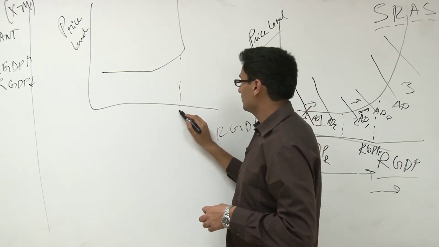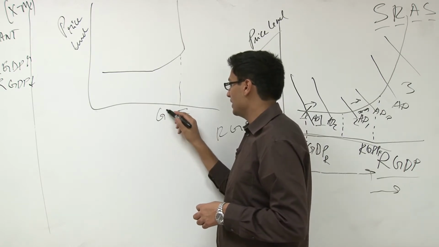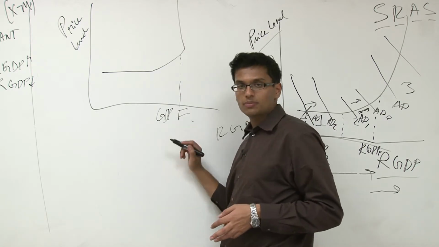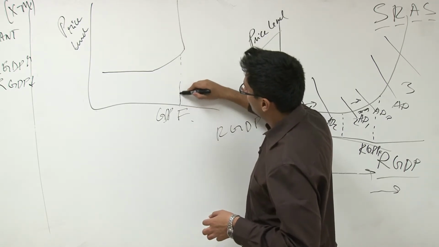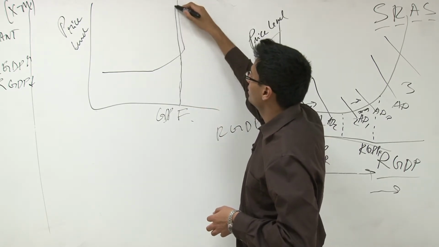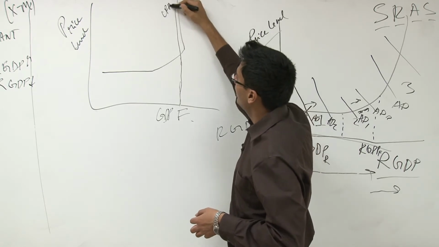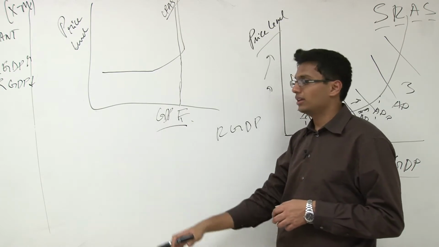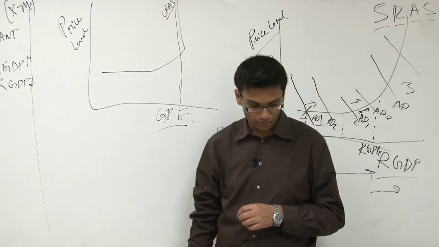Full employment, right? That's where the GDP is operating. GDPF, as I called it, was full employment, right? A lot of people call it GDPF. But this is where my LRAS actually exists. My long-run aggregate supply actually exists where the GDP is at full employment. Okay, that's the way you graph that.